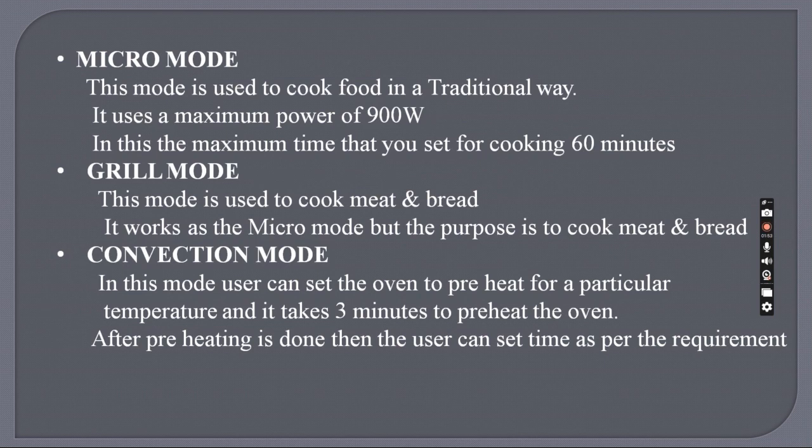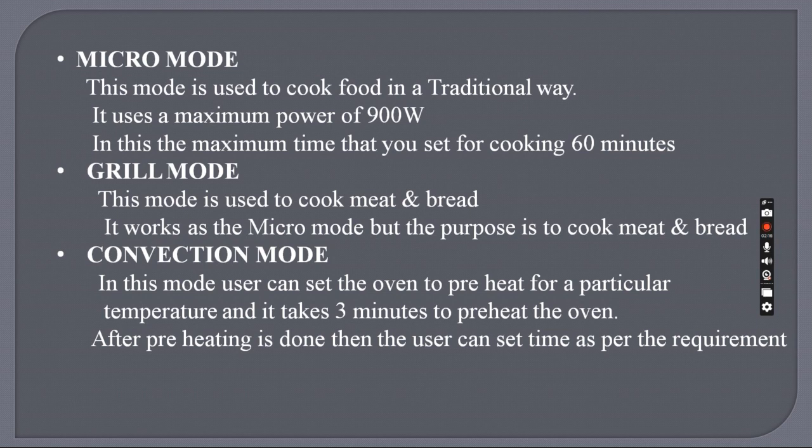Firstly, the micro mode. This mode is used to cook food in a traditional way. The maximum power used in this is 900 watts and the maximum time through which the food gets cooked is 60 minutes. The grill mode. This mode is used to cook meat and bread, meaning the food which requires more heat is cooked in this mode. It works like the micro mode, but the purpose is to cook meat and bread.